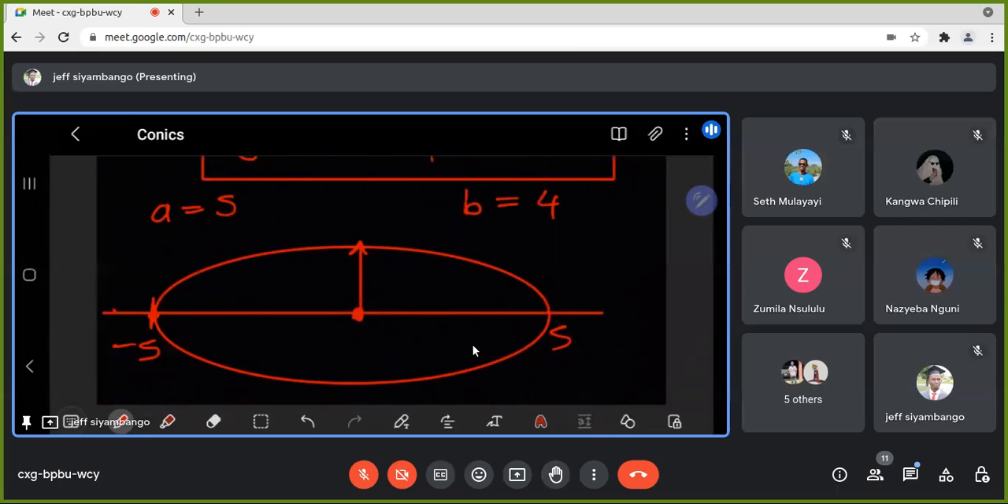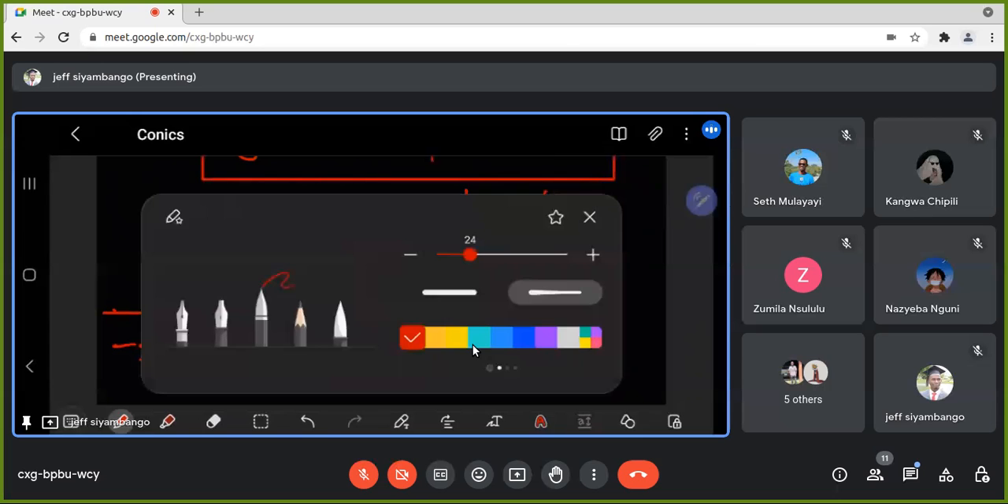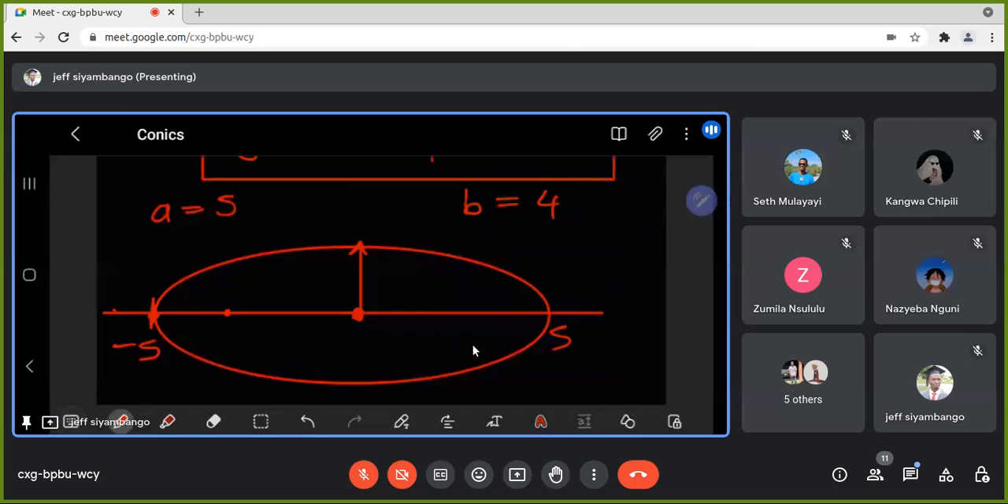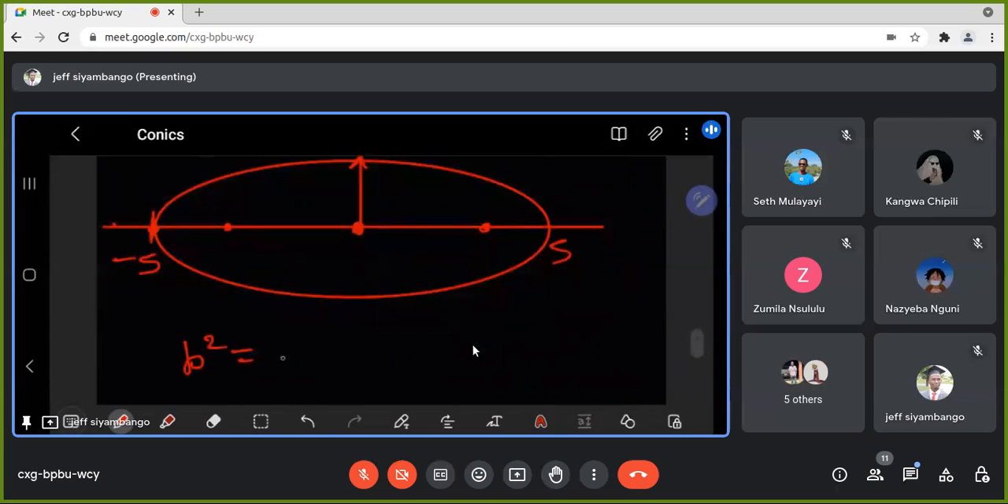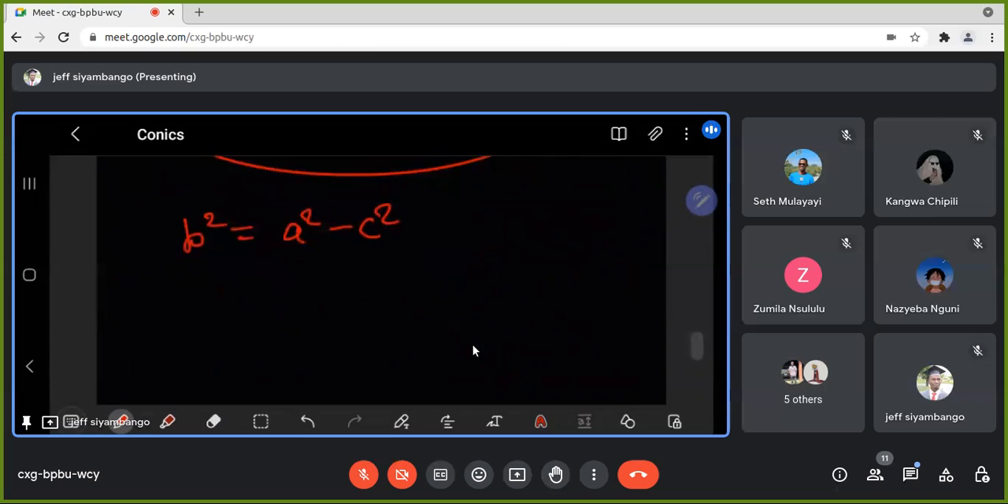Next up, the foci, since we want the vertices and then the foci as well. So for the foci, where is it? An ellipse will have 2. One will be here and one will be here. To get the focus, what we need is A and C. We know B squared is equal to A squared minus C squared. Since we're looking for C, C tells us about the focus. C squared becomes equal to A squared minus B squared.